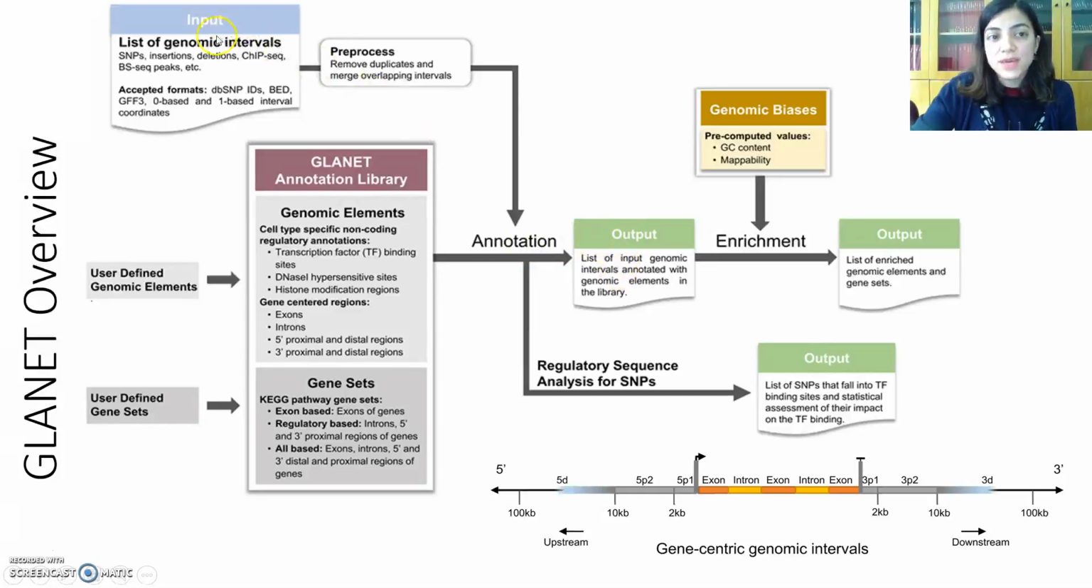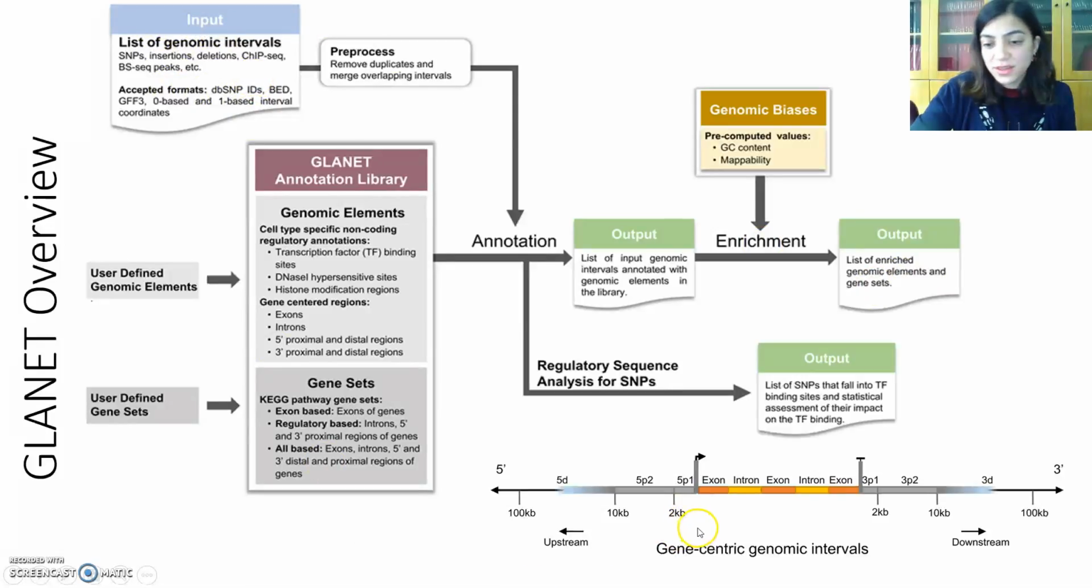When the given input consists of SNPs only, GLANET offers regulatory sequence analysis. We find the overlapping TF and SNP pairs, and we assess the effect of SNP on that TF binding. For enrichment analysis, we adjust for genomic biases such as GC content and mappability, and we list the enriched genomic elements and gene sets with respect to the given intervals.